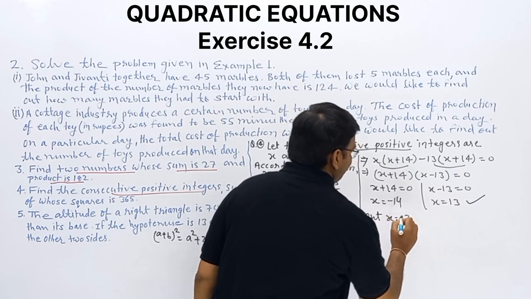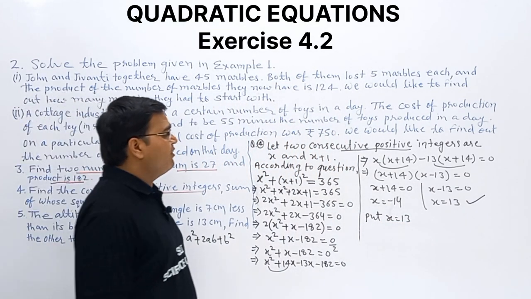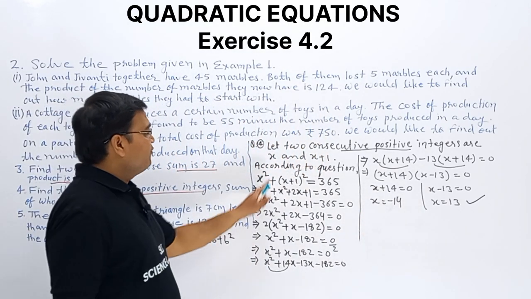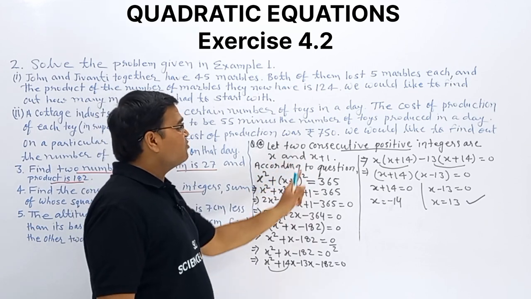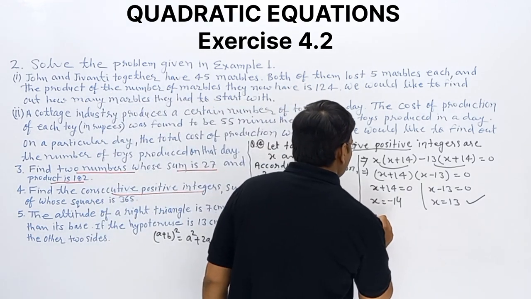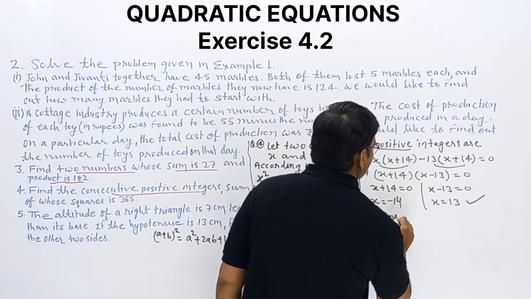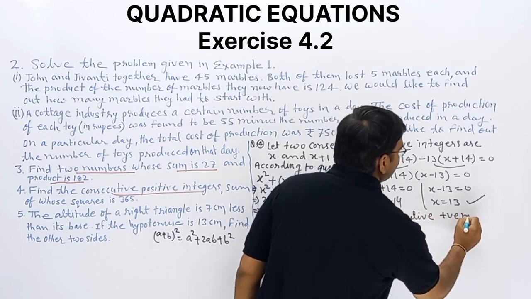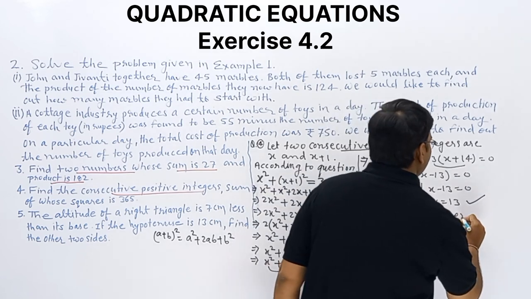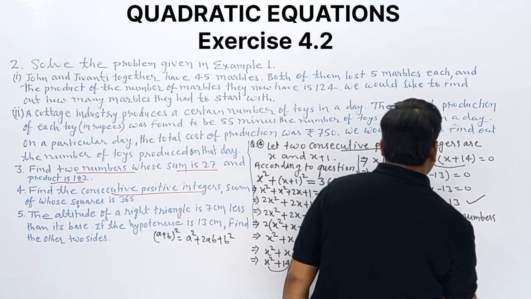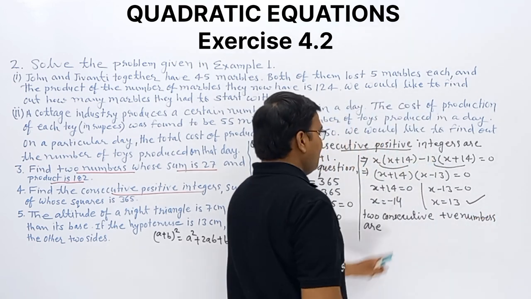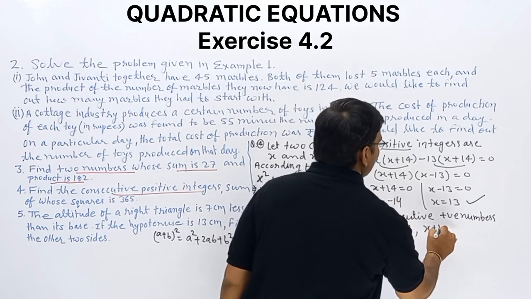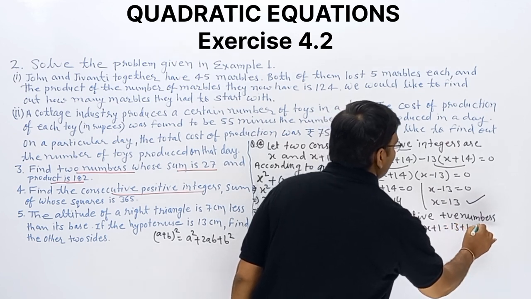x equal to 13. One number, not put x equal to 13. Once we take x equal to 13, one number, then another number will be what? x plus 1. So two consecutive positive numbers are x equal to 13, comma, x plus 1 equal to 13 plus 1 equal to 14.